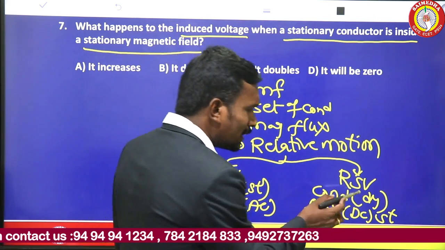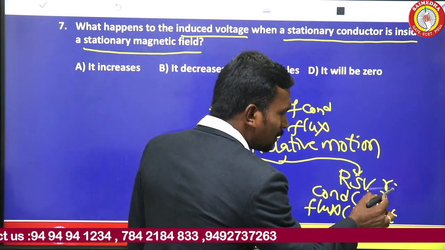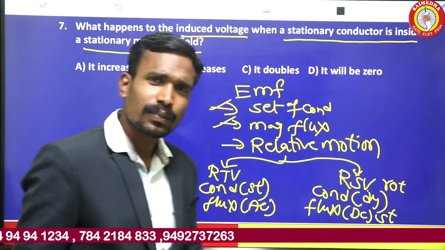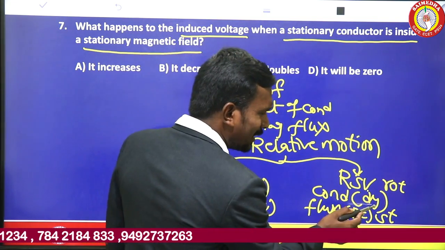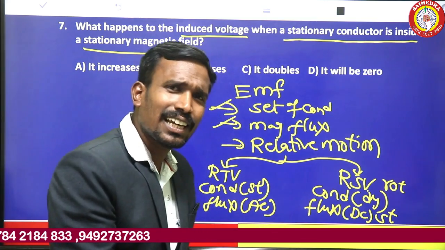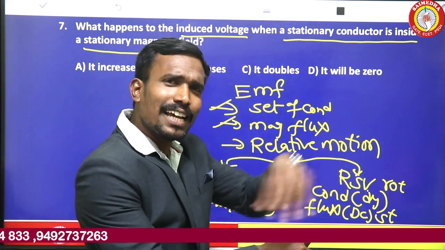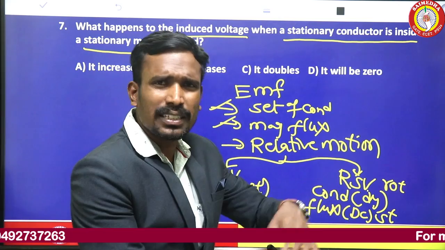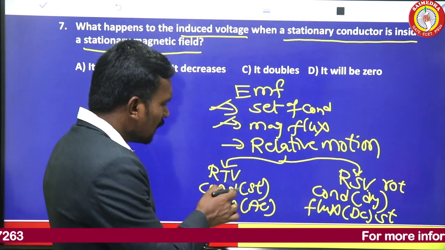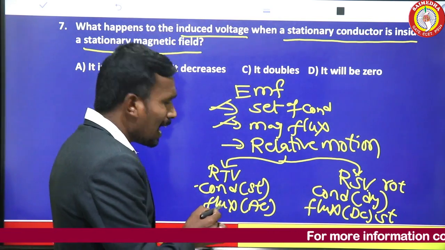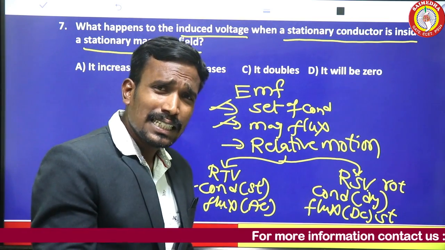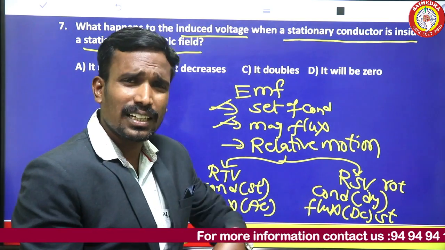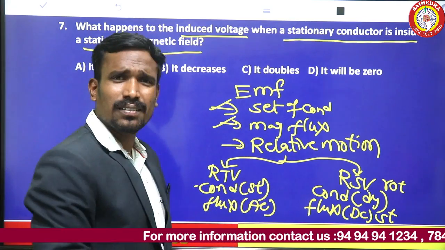If the conductors are rotating, dynamic, then the flux is stationary. One is rotating, one is stationary. Then relative motion is there. Here the conductor is stationary and the flux is rotating. One is rotating, one is stationary. Then relative motion is there.